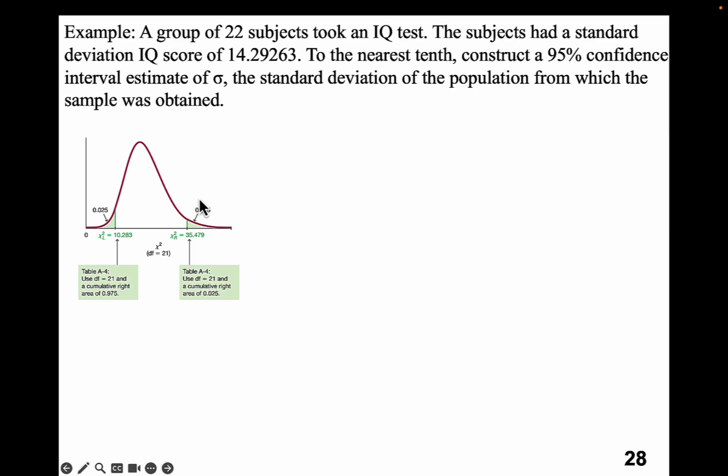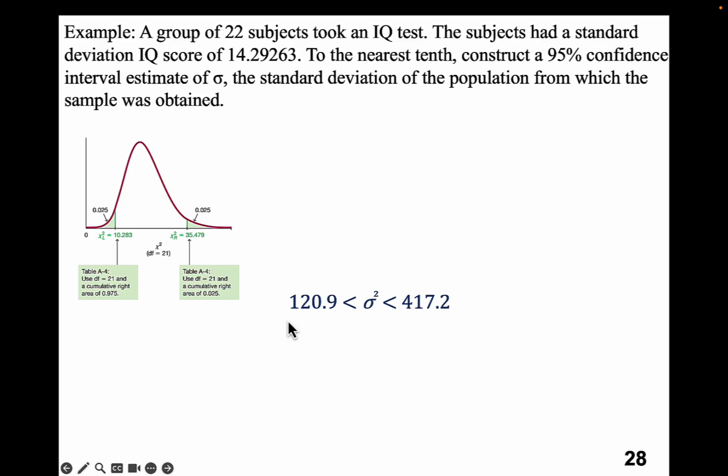This is the alpha divided by 2. That came from the confidence interval was 95%. So alpha is the other 5%, and you have to divide it by 2 to get half of it in this tail and half of it in this tail. Our confidence interval, there's the 120.9 and the 417.2.